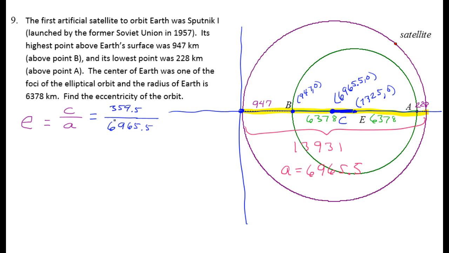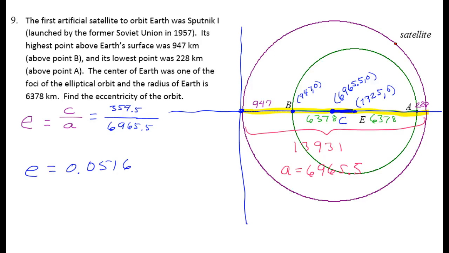So if I do this division, 359.5 over 6,965.5, that's going to give me my eccentricity. So the eccentricity is 0.0516. Wonder, can I make this a fraction? Nope, not really. So there it is. That's my eccentricity. Boom.